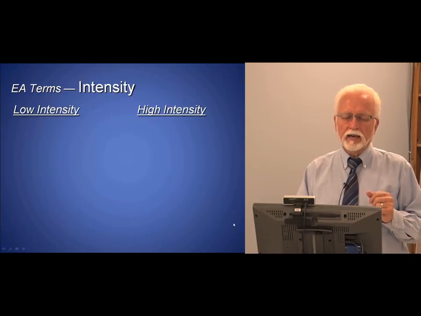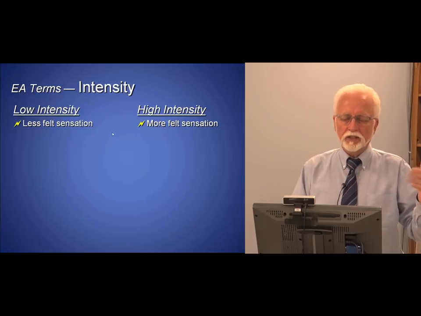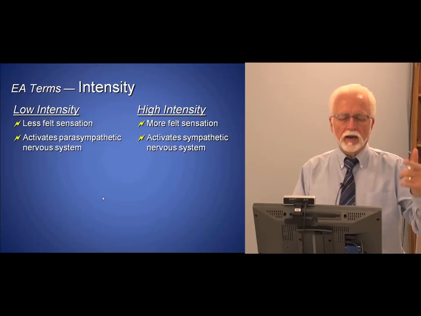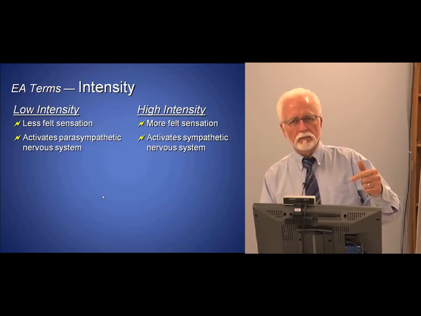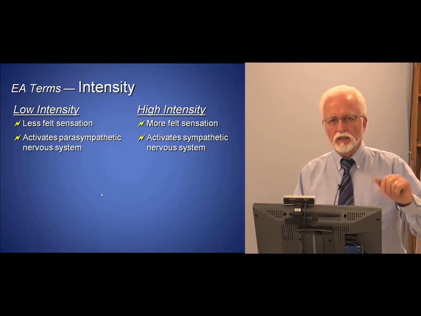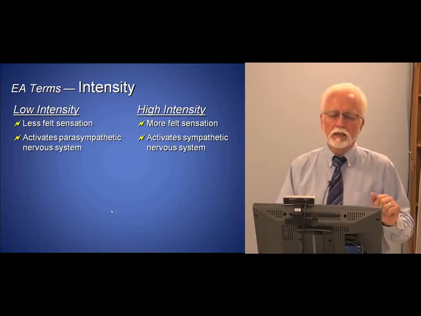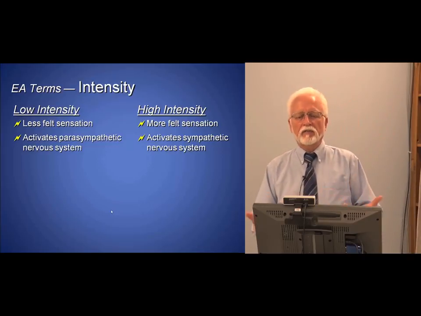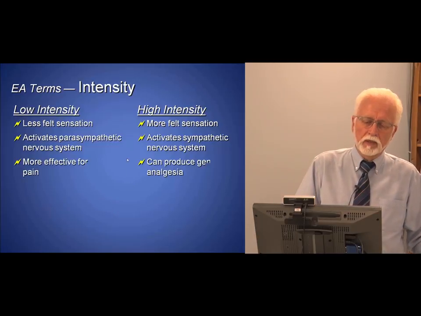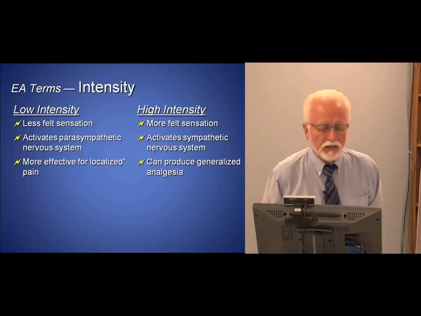So some effects of high and low intensity. Low intensity, there's less felt sensation. Of course, high intensity, they're going to feel it more. Low intensity is going to activate the parasympathetic nervous system. This is the part of the nervous system that shuts things down, makes things calmer, lowers blood pressure. High intensity tends to activate the sympathetic nervous system, which causes more arousal.